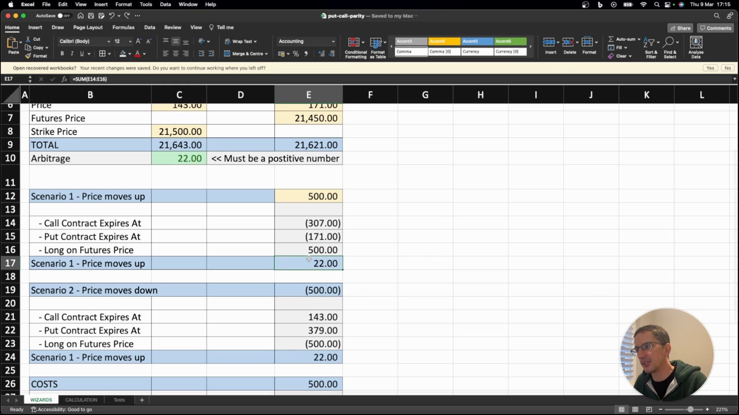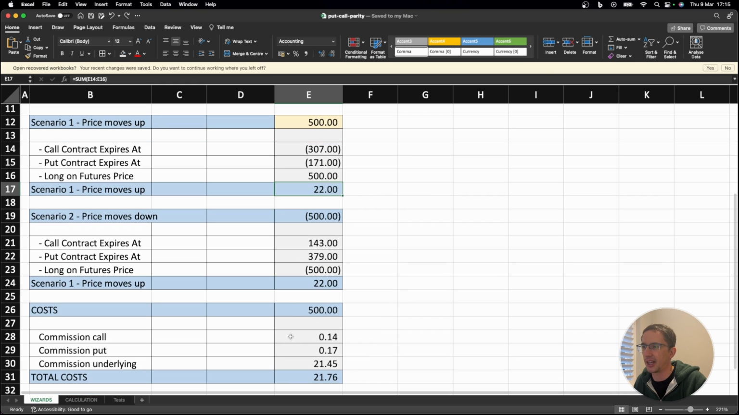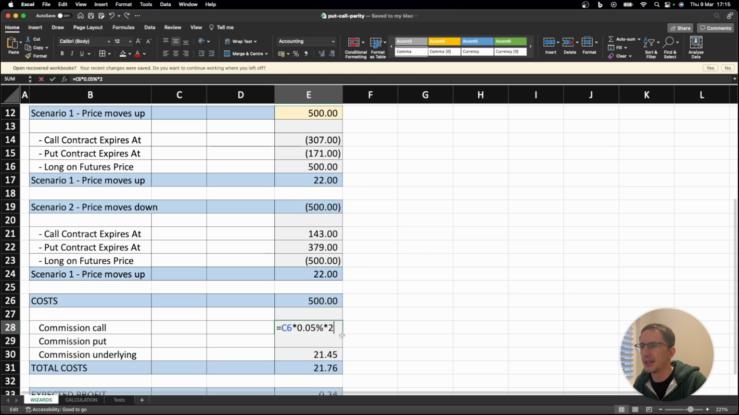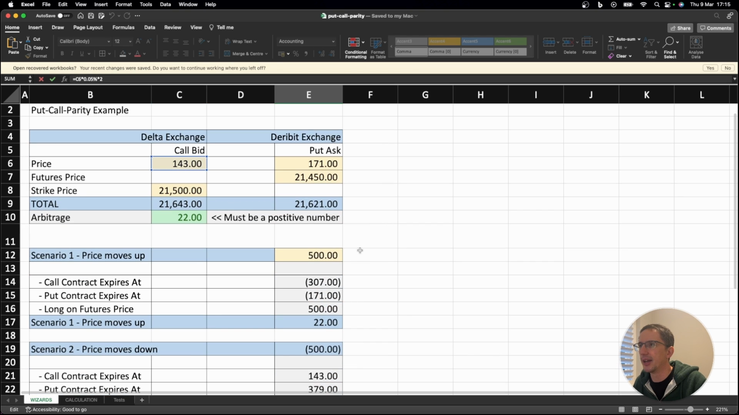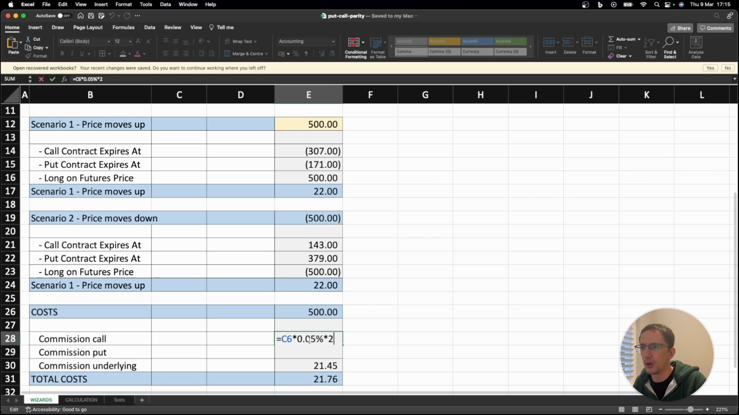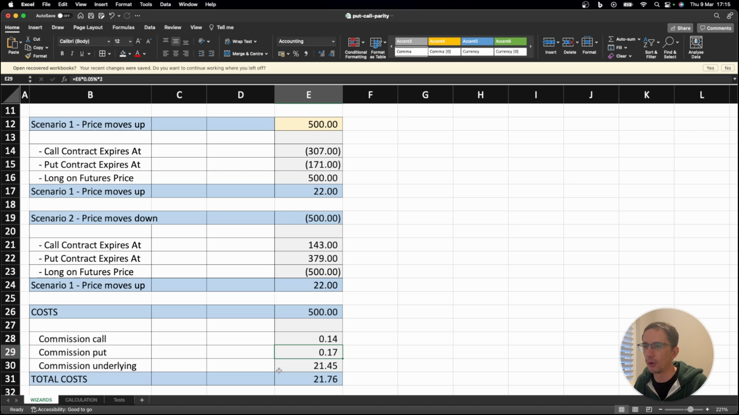Let's carry on, because the other thing to bear in mind are the costs, and I'm not even sure I've quite got these costs right yet, but you can check it out with me. I'm taking here what I sold my call contract for, which is 143, multiplying it by the exchange fees multiplied by 2, because these are exchanges. They're not going to let you get away without paying the commission on the settlement as well of the call contract. So there or thereabouts, that's the cost of my call contract.